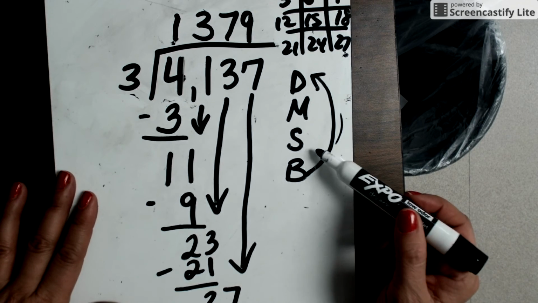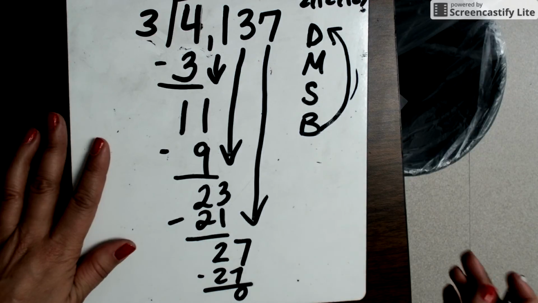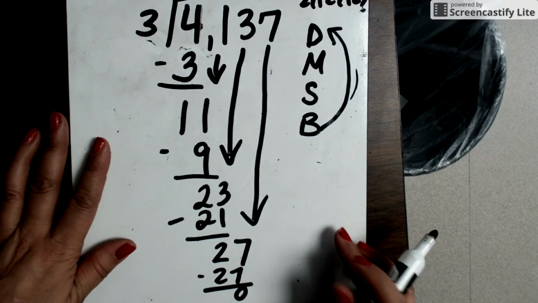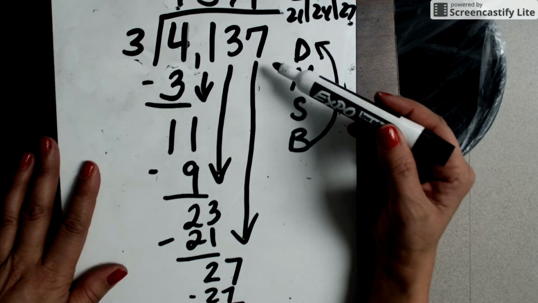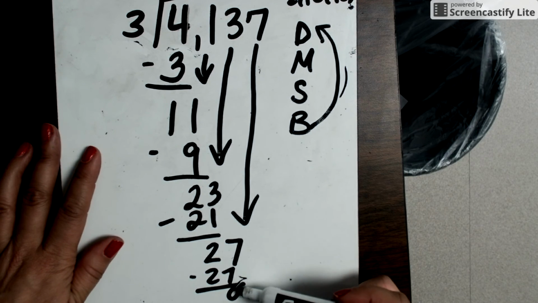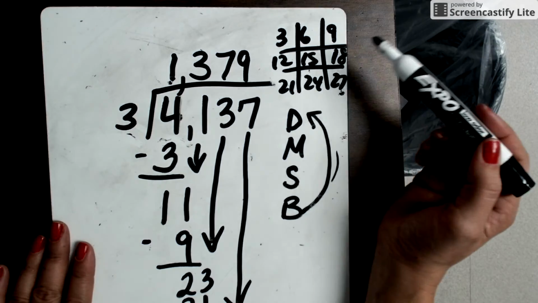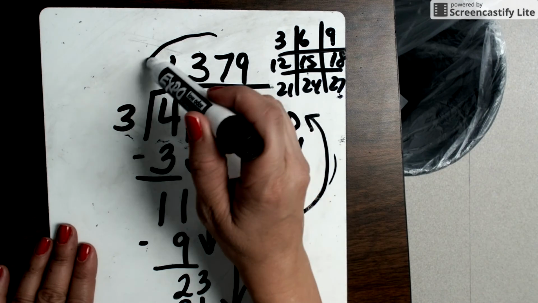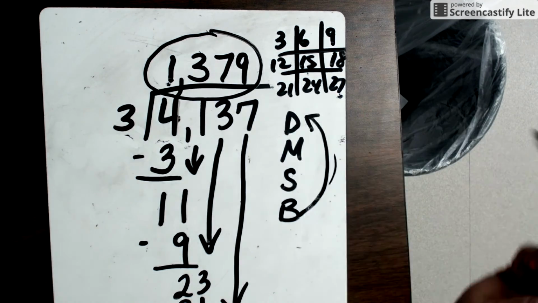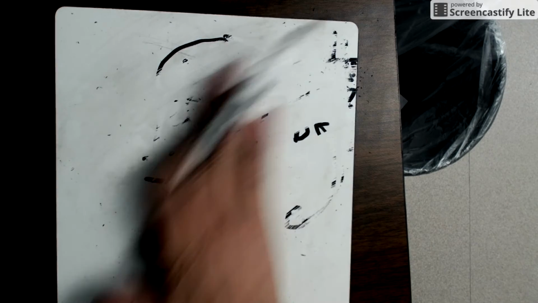So once I do that, the next step is to subtract those two numbers. And when I subtract those, I get 0. I have no other digits to bring down. I have nothing left when I subtract, so that means I have no remainder at all. And then our quotient, or the answer when we divide, is going to be 1,379. Okay?